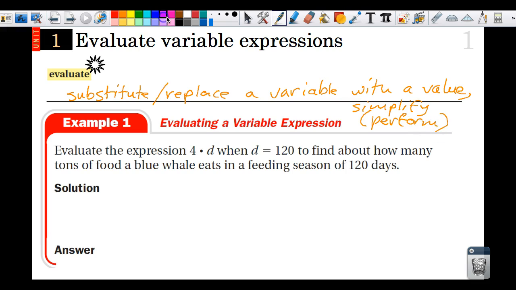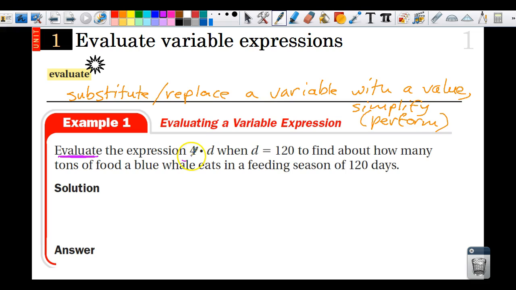So for example, two slides ago, we talked about how much food a whale would eat. We used the expression 4 multiplied by d, where d is the number of days. Now that we know what the word evaluate means, it means to replace a variable with a number, or substitute a variable with a value, and then simplify the expression. I want to evaluate the expression, and we know what expression means now. That's this whole thing. I want to evaluate 4 times d when d is 120 to find out about how many tons of food a blue whale eats in a feeding season.